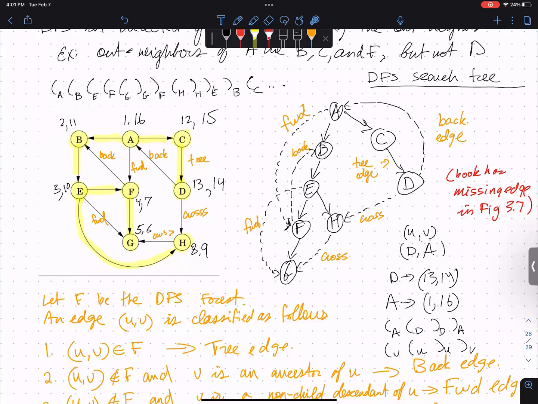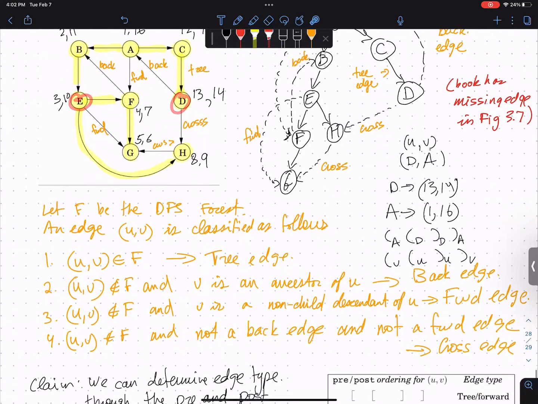Good question. I'll get back to that in a second. Are there other questions? Okay, great. So DE, if we were to just look at the numbers, D and E, they're disjoint. So 3, 10 is disjoint with 13, 14. So we would be mistaken in saying there is a cross edge.